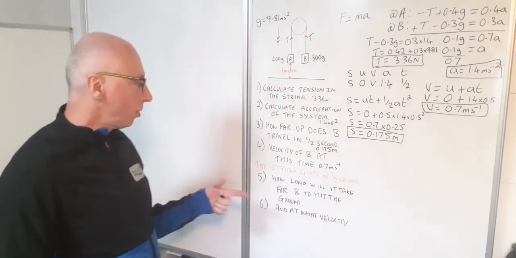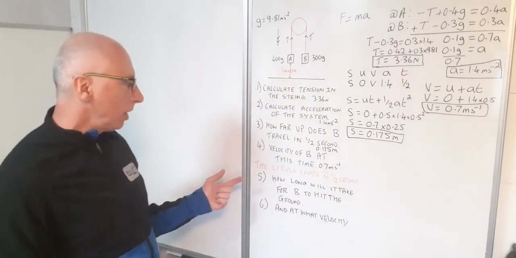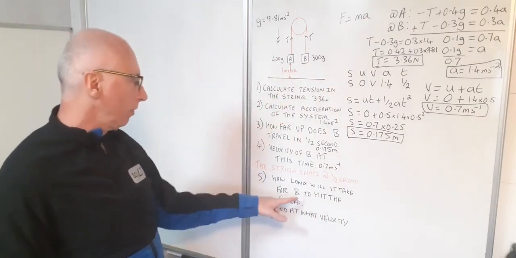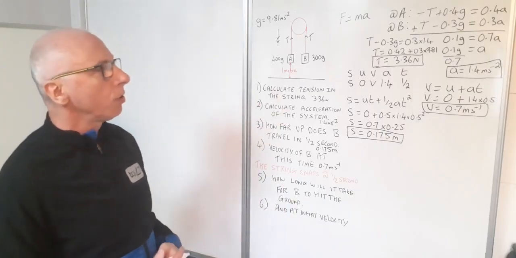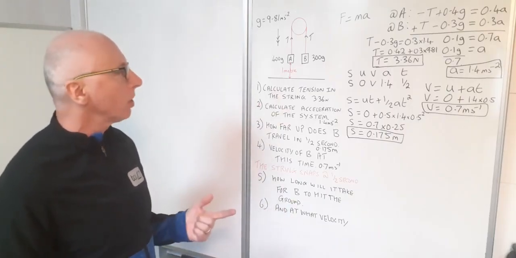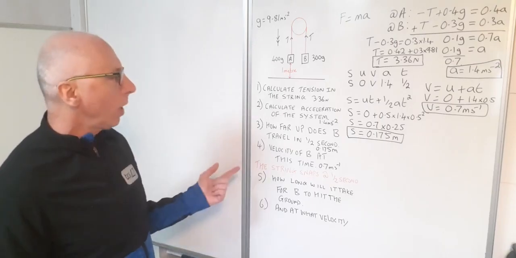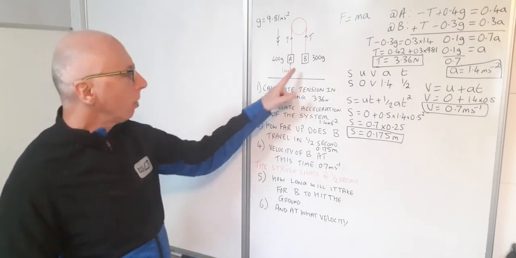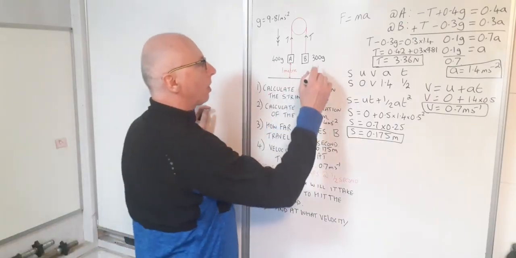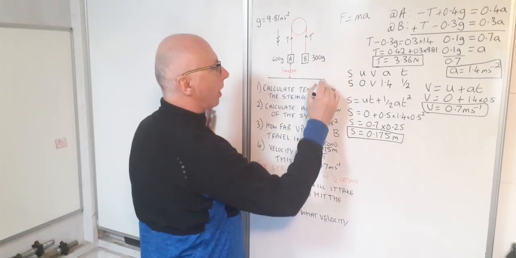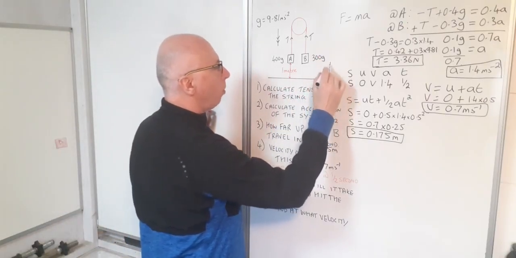Now what happens is the string snaps, and I need to know how long it will take for B to hit the ground and at what velocity. So we need to do a new setup and find the new acceleration of the system. So where is B going to be now? Well, we already worked out it's gone up by 0.175 of a metre. So now if I just draw along the side here, that was our 1 metre.